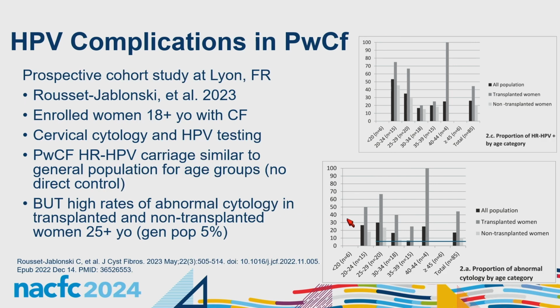But there were higher rates of abnormal cytology in both the transplanted patients, in dark gray, and the non-transplanted patients, in lighter gray, compared to the general prevalence in the population, which at age 25 and up in France was reported as being about 5%.